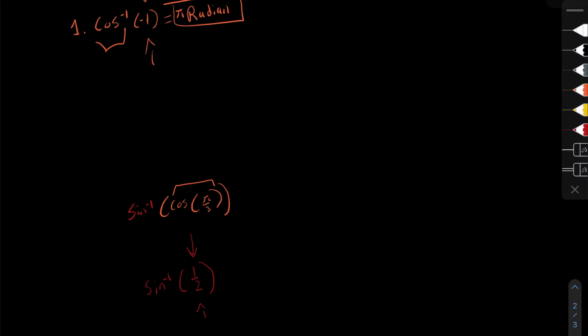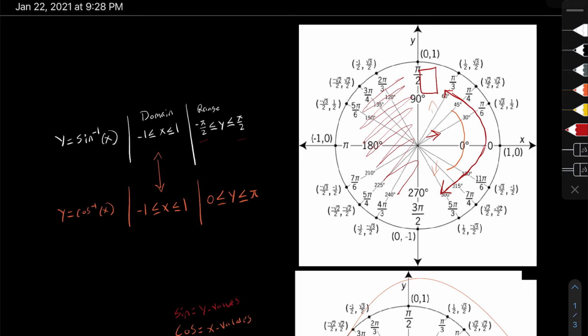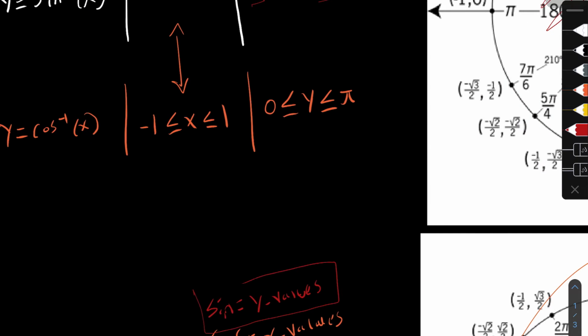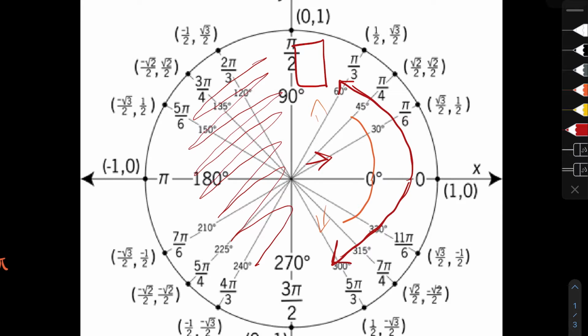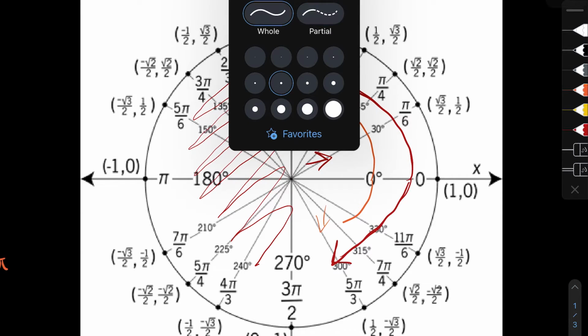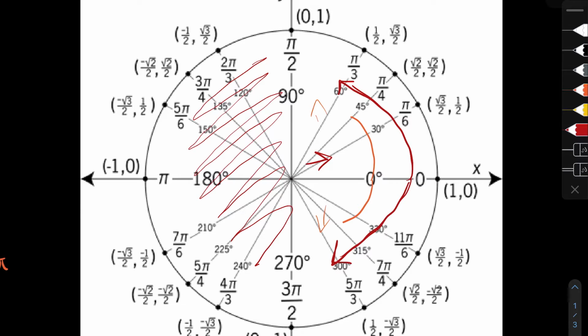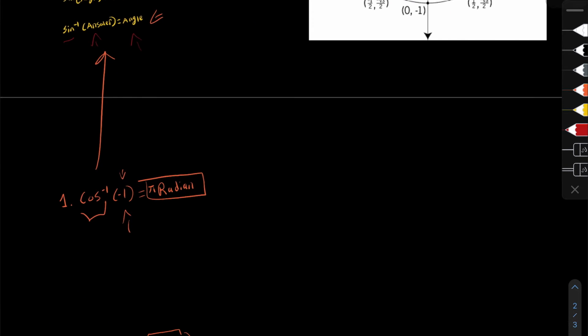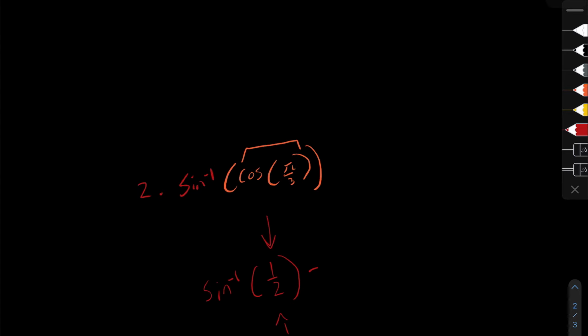Now let's head back to the sine unit circle and see where our sine value is 1/2. We established that our sine value is our y value. So if we look for our y value with the value of 1/2, we can see that we have a value of 1/2 at 5 pi over 6 and at pi over 6. We already established that our range restricts this part of the circle, meaning that our answer cannot be 5 pi over 6. It has to be the other value, which is pi over 6, and it has a y value or a sine value of 1/2, meaning that the final answer to our problem, number 2, is pi over 6.